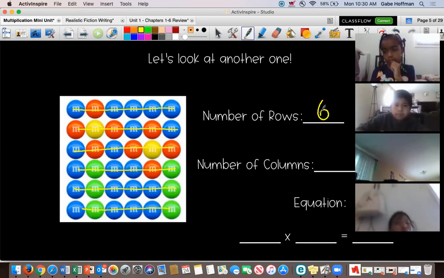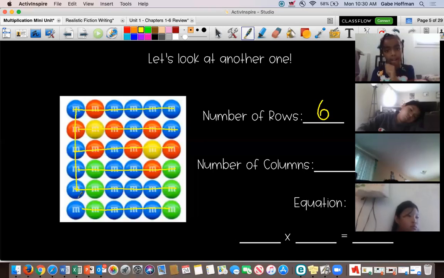How many columns are there in this array? How many columns? Corbin, how many columns are there? Six. Very good, six. If we go vertically, 1, 2, 3, 4, 5, and six. So we have 6 rows and 6 columns.